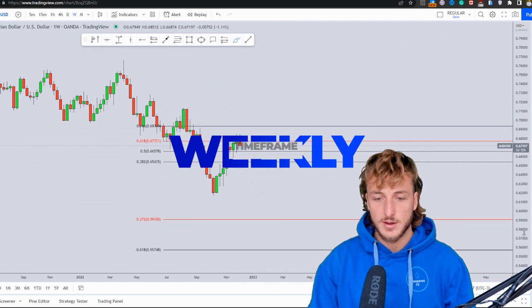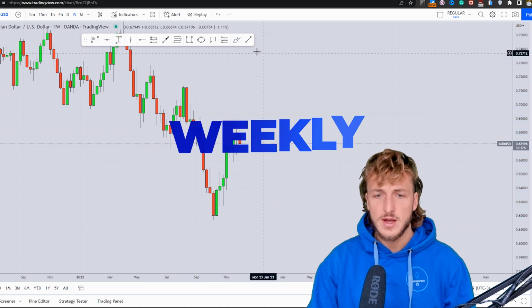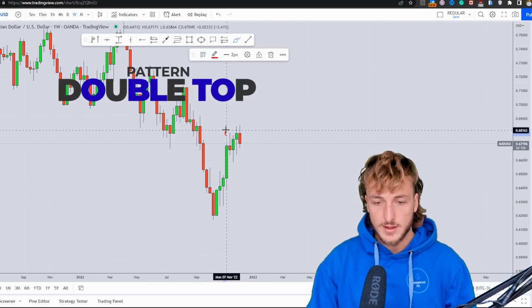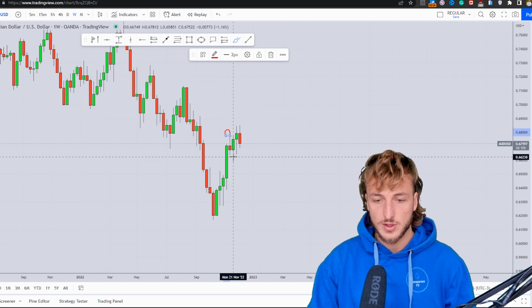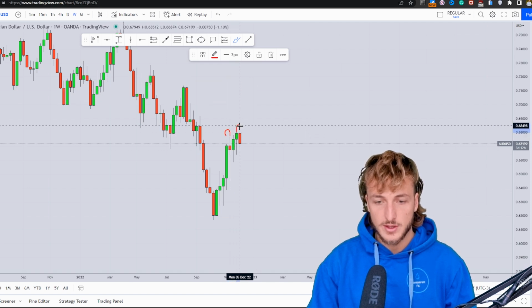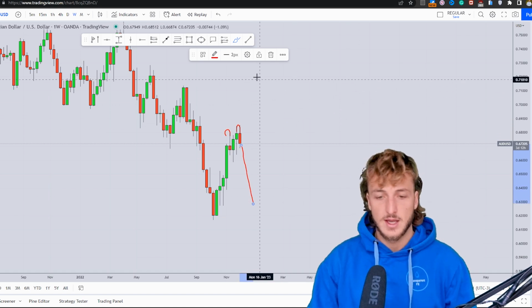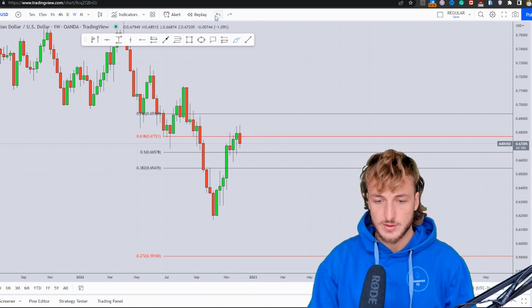Dropping down on the weekly time frame, what do we have? Now, from a weekly perspective, we can notice the creation of a double top. We had the first high here, the market then went lower, tried continuing higher, created another top here. And from this zone, we could expect a potential rejection to the downside.